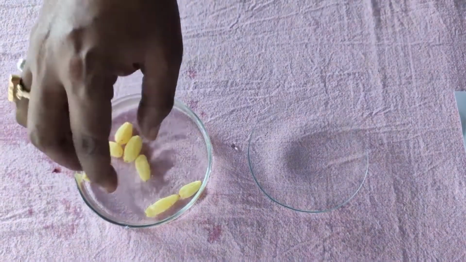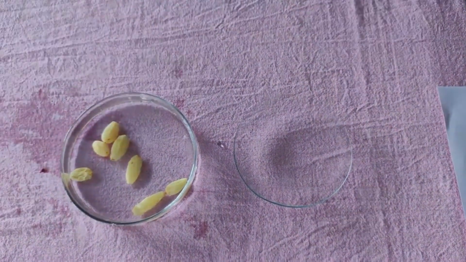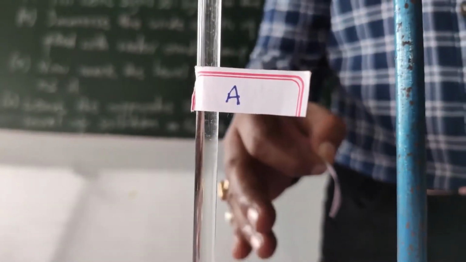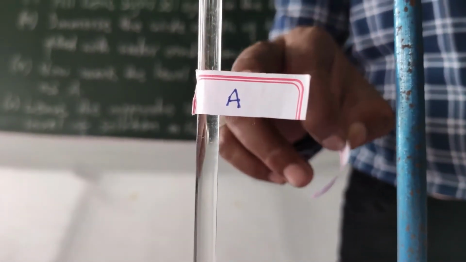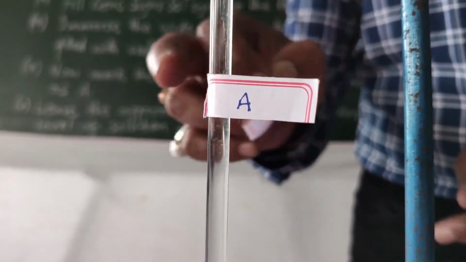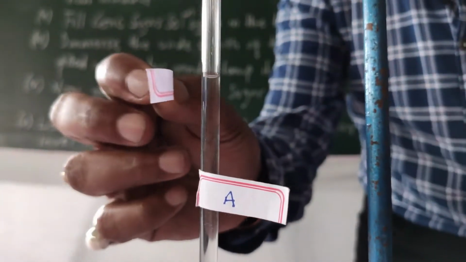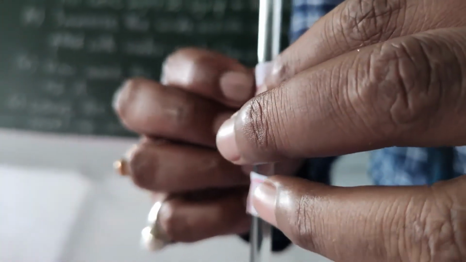Now we are going to perform the thistle funnel experiment with the same logic. Approximately after 3 hours you can see the water level, that is the sugar solution inside the thistle funnel, has risen up to this mark. Okay, this I will mark as B.